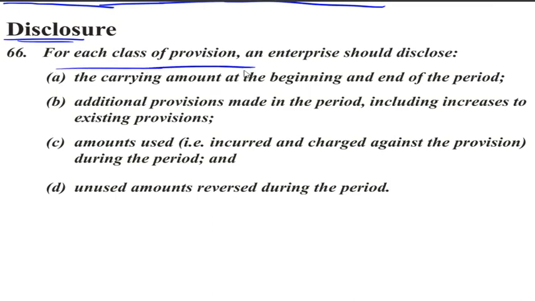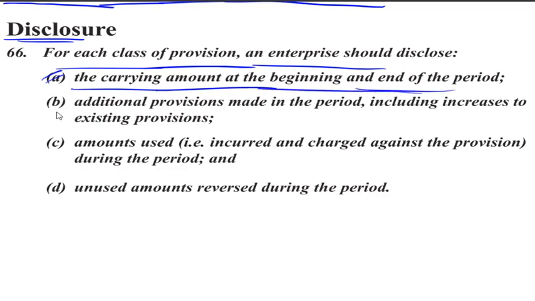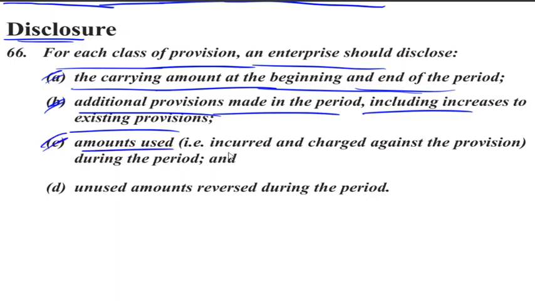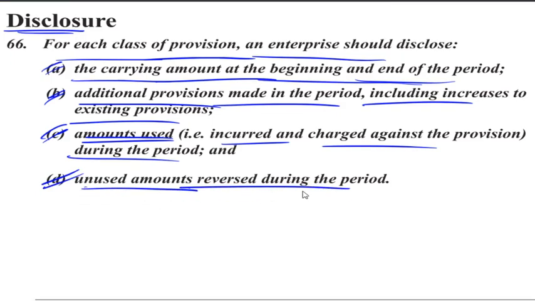Now disclosures. For each class of provision, an enterprise should disclose the carrying amount at the beginning and at the end of the period, and additional provision made in the period, including increase to the existing provision. The enterprise should disclose amount used, incurred and charged against provision during the period, and unused amount reversed during the period.